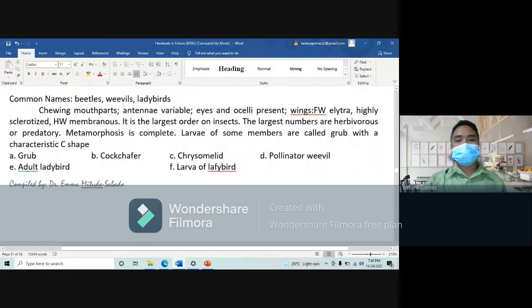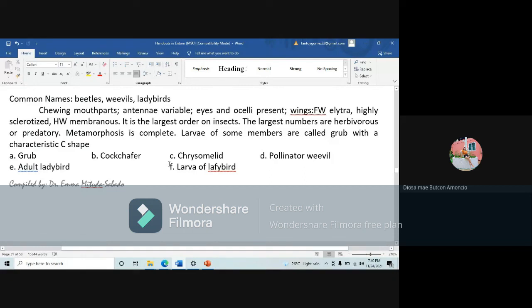These are the examples of these common insects. The grub, yes.